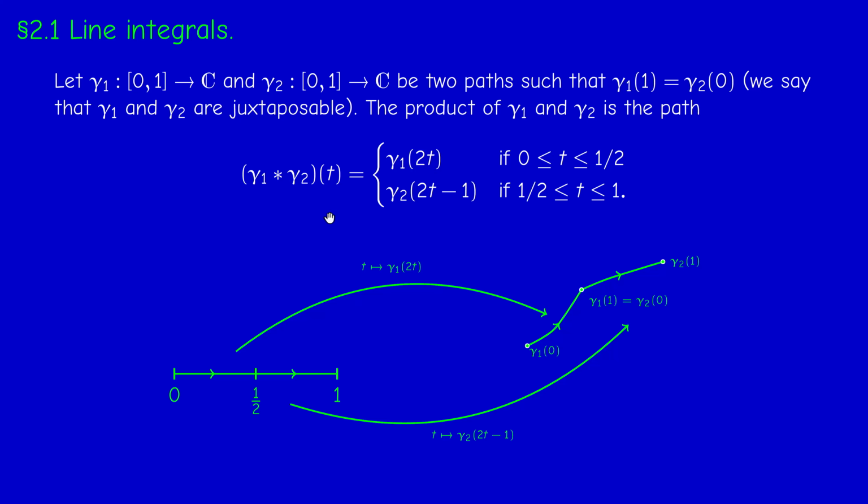Actually, you know that it is continuous by the pasting lemma in topology, because we are just gluing together two continuous maps that agree on the common intersection. So this is the interpretation of gamma 1 star gamma 2. We go first along gamma 1, and then we go along gamma 2. We will not use this formula, actually, but you should know it, and it's fundamental in algebraic topology.